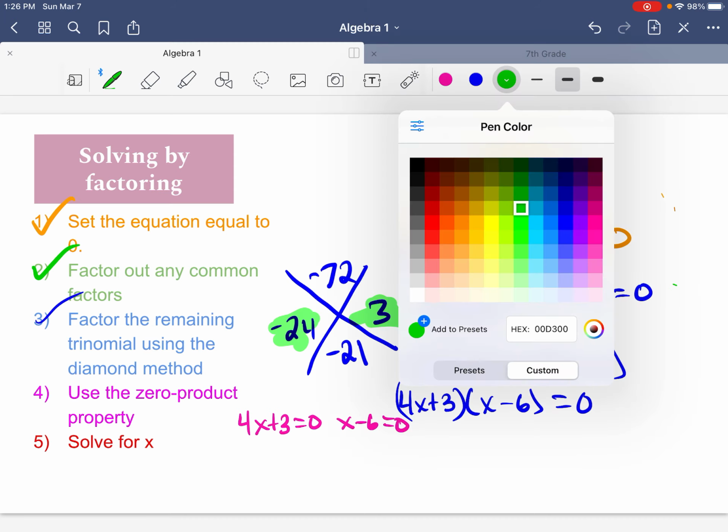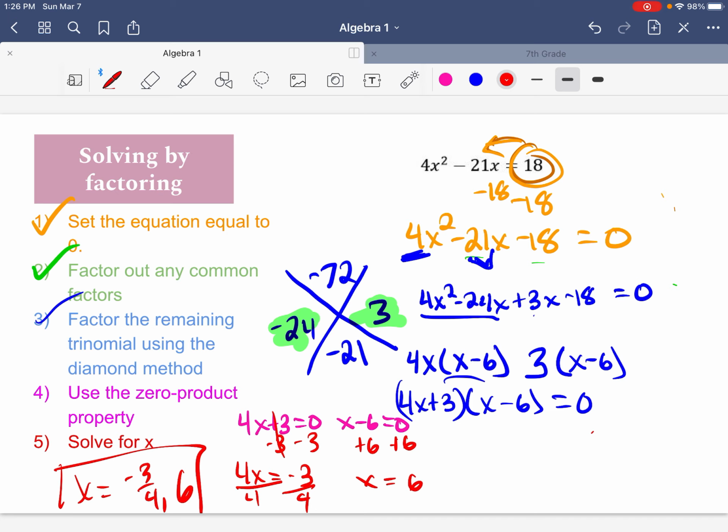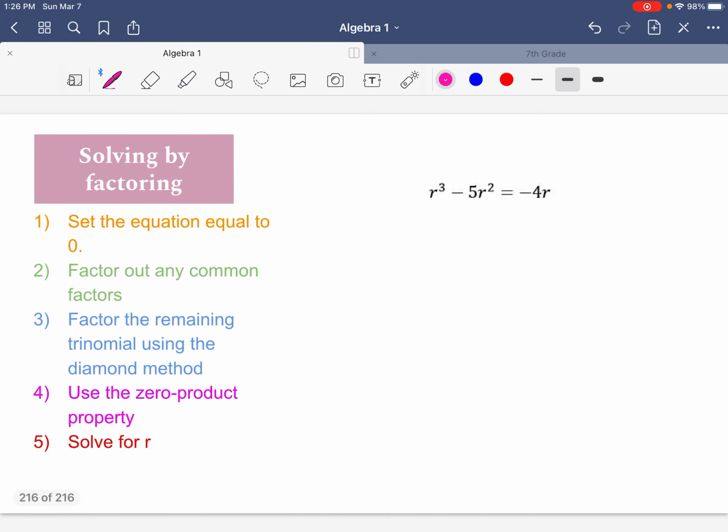Subtract 3 from both sides. And you have 4x equals negative 3. Then divide by 4. And that one's x equals negative 3/4. And you have x equals positive 6 as well. So those are your two factors, your zeros, your x-intercepts, your roots. Boom. All right, last problem. You guys are doing great. So this is going to include all three.